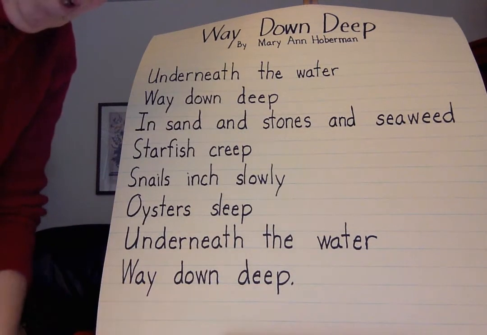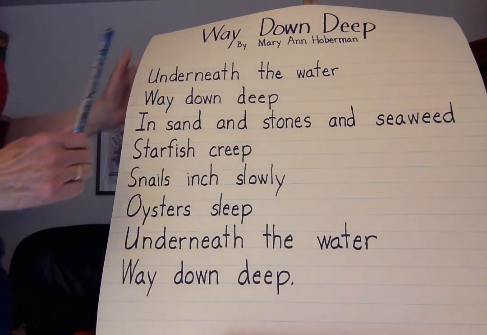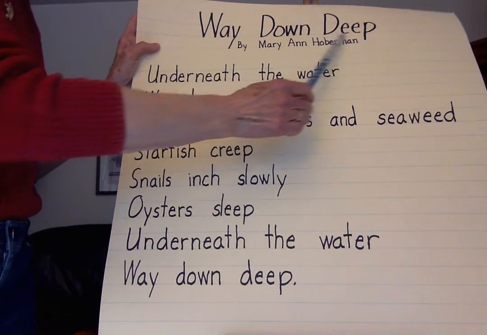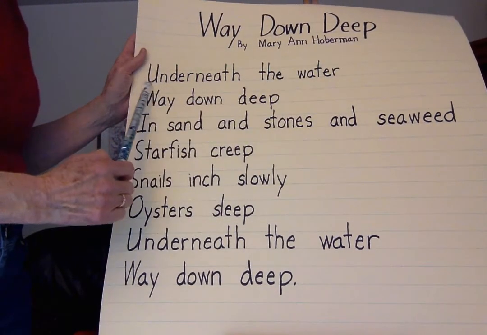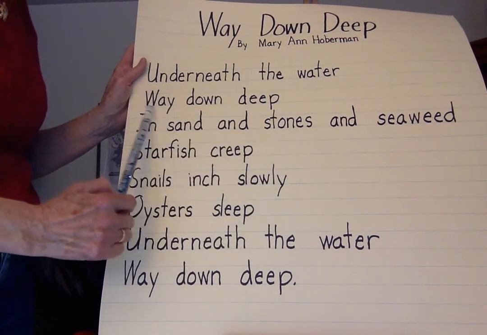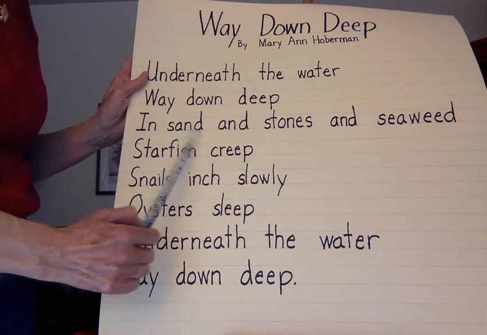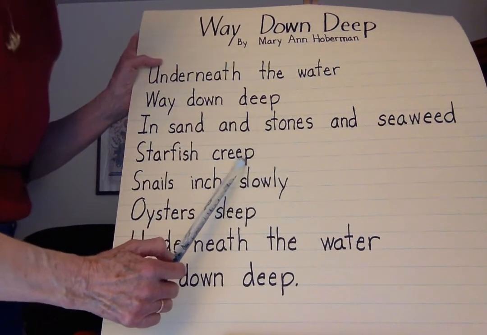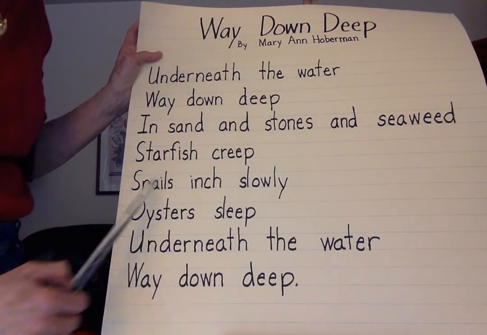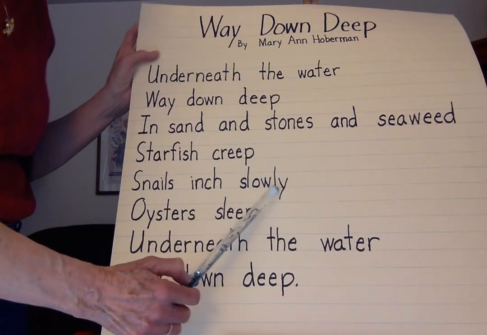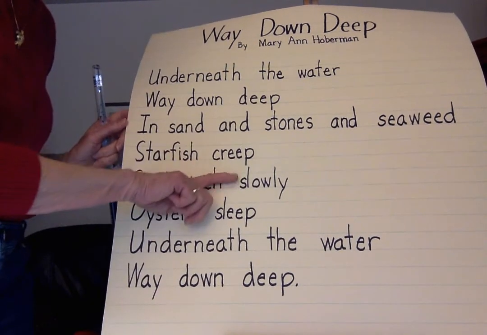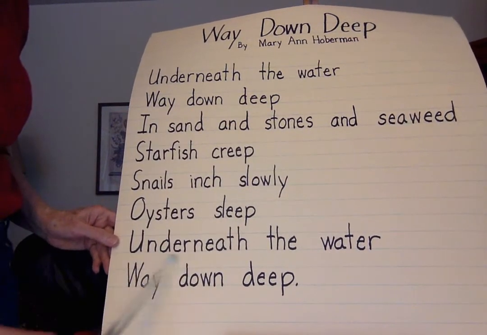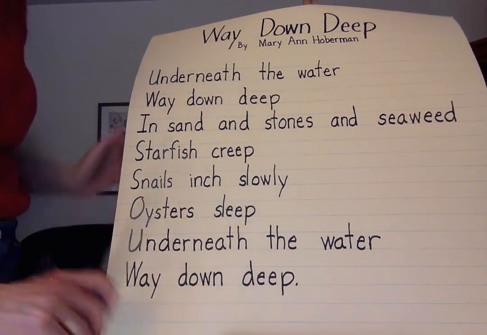Now I'm going to read this poem again, and this time you can look if you'd like to, or you can even follow along in your poetry book. Way Down Deep by Mary Ann Hoberman. Underneath the water, way down deep, in sand and stones and seaweed, starfish creep. Creep means to move along slowly and quietly. Snails inch slowly. Inch is like those little caterpillars that go whoop, whoop, whoop, whoop. And oysters sleep underneath the water, way down deep.